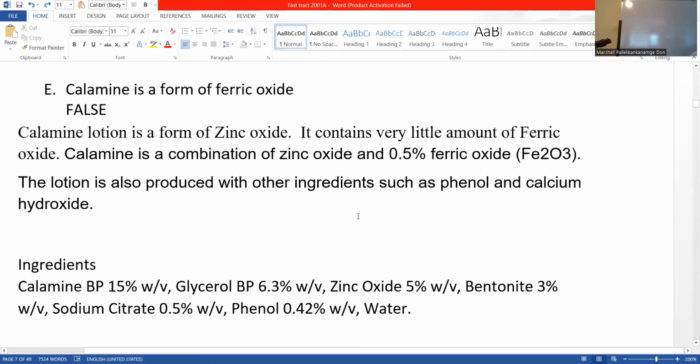Calamine is a form of ferric oxide. Now, calamine, you can see, is an over the counter preparation. So, calamine lotion. Calamine is not pure ferric oxide. When it is mixed with zinc oxide, the mixture is given the name calamine.